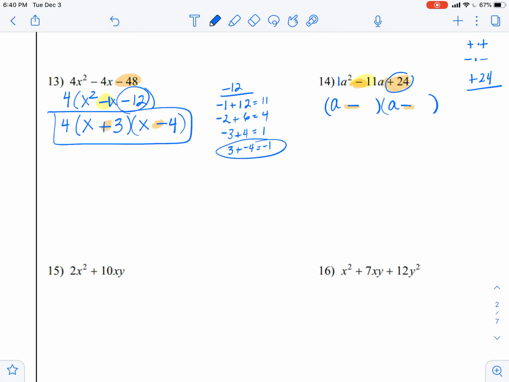Pretty easy. Okay, I'm going to look for factors of 24 that give me 11. So 1 and 24, and I could put the negative on them if I want. Negative 2 and a negative 12. No, that's 25, that's 14. Negative 3 and a negative 8. If I add those, yep, there's a negative 11. Okay, so negative 3, negative 8. Voila, you're done.